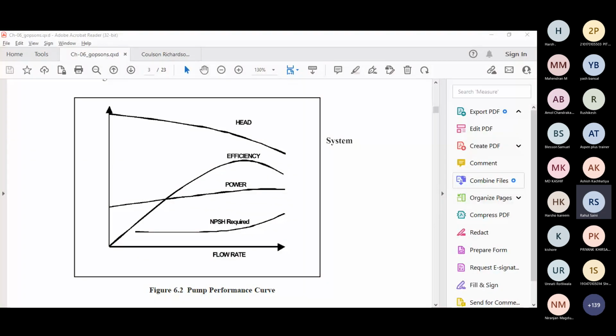We must say that, no? I can say that the head must be revised. No, the head will not be revised. Basically, the head of the pump is always fixed. It will not be revised. Your discharge pressure will change, right? I'm saying about the discharge pressure.